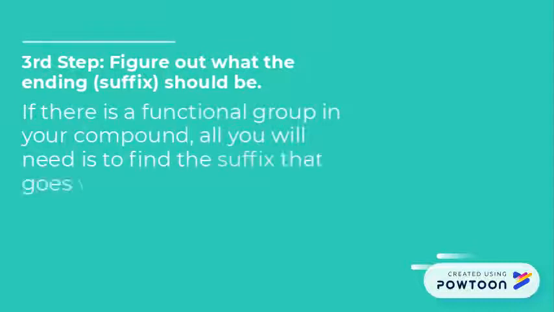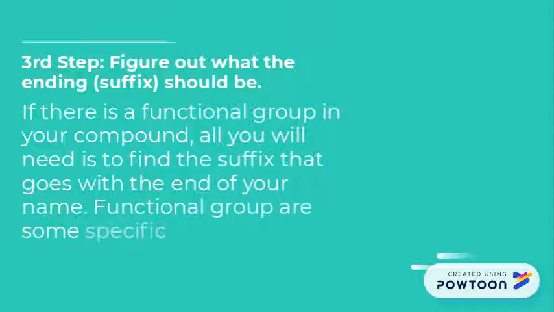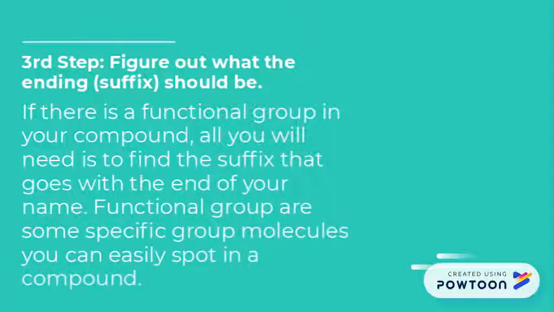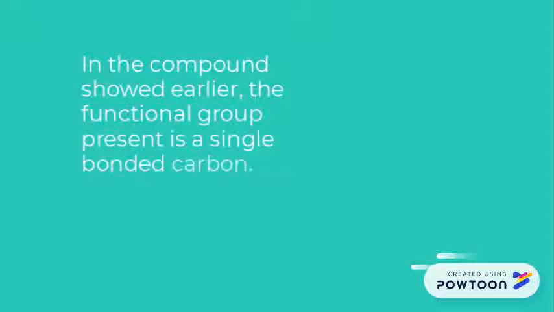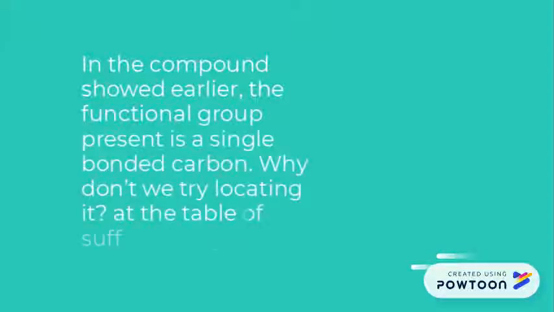If there is a functional group in your compound, all you will need is to find the suffix that goes with the end of your name. Functional groups are some specific group of molecules you can easily spot in a compound. In the compound showed earlier, the functional group present is a single bonded carbon. Why don't we try locating it in the table of suffix endings?